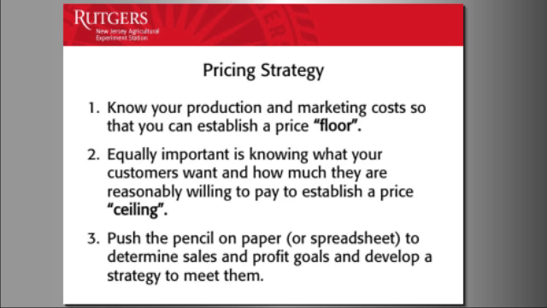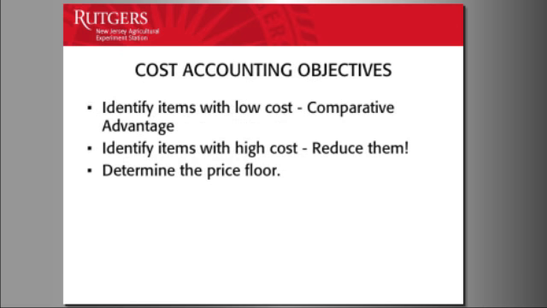So most of the time the consumers are willing to pay you somewhere in between there, somewhere between what it costs you to produce it and their maximum price. So that's the area that we're talking about that we want to put the price. So we want to push a pencil and paper or a spreadsheet or some other way of coming up with how am I going to price my product. And we're going to talk about cost accounting a little bit later to get to there, but you want to identify items that you can produce at a low cost. So those are the items that you probably want to focus on. Those are your comparative advantage.